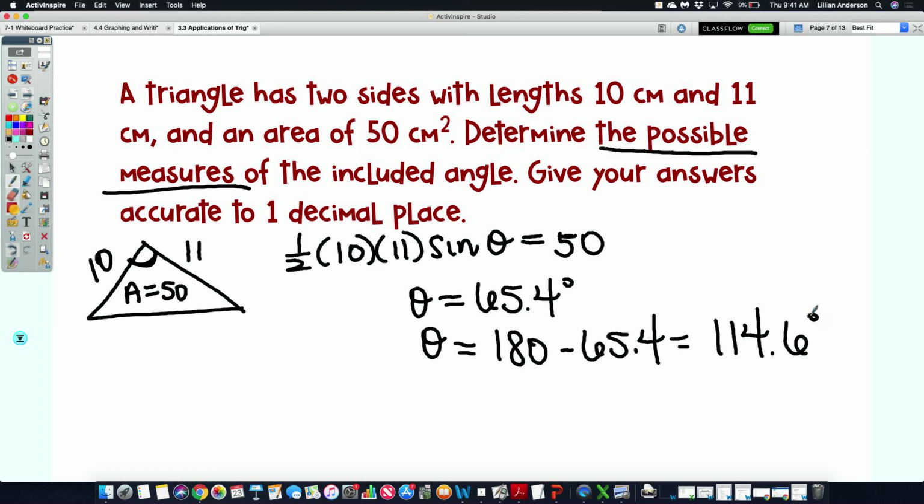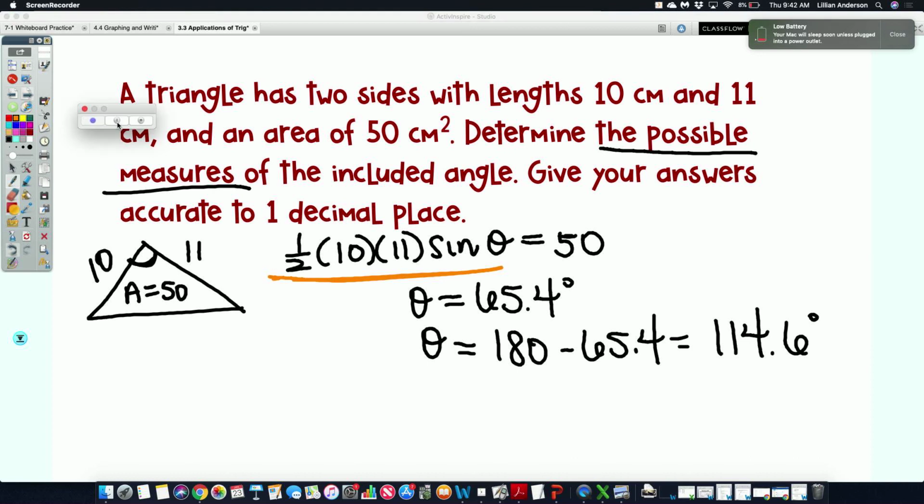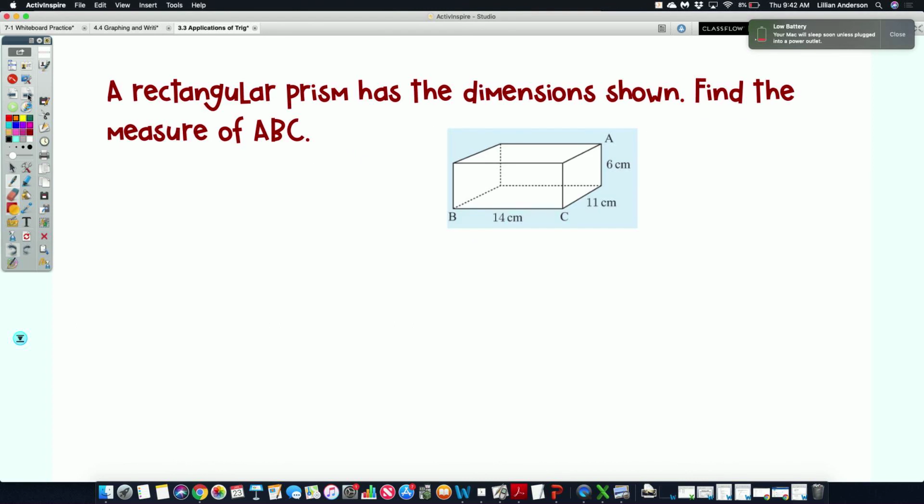0.6. And you can always, of course, check by plugging both angles into your formula, and you'll see that both of them give you 50. Real quick, can you plug in both of those angles to confirm that it gives you 50? They both give you 50? Yep. Okay. Let's look here.